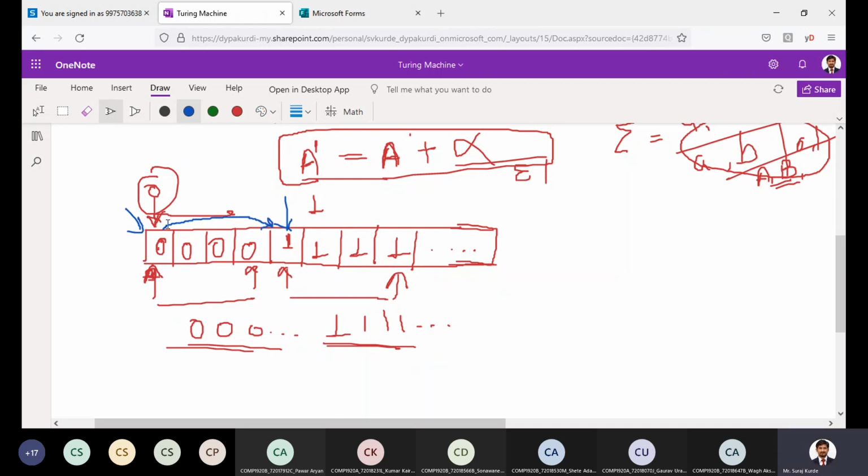match these two. Now how to match? So whenever you find a 1 matching for this 0, just replace these two, 0 and 1. Replace 0 with A and replace 1 with B. So these two are replaced.